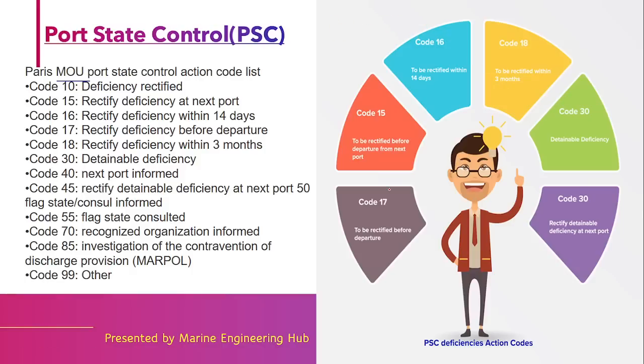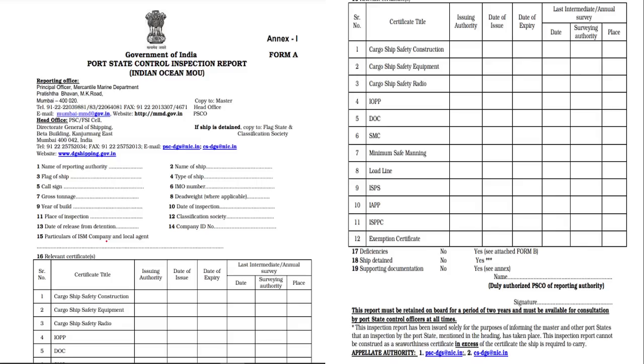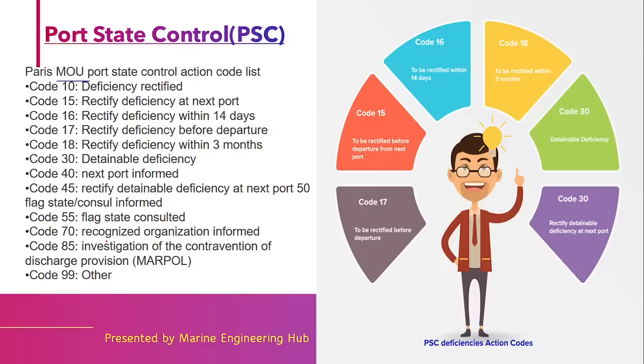And now there are some more deficiency codes, such as code 40 next port inform, code 55 flag state consulted, code 50 rectify detainable deficiency at next port, and code 70 RO inform. So these are the deficiency codes which you should know. Basically, the most important is that you should know what is code 17, code 15, code 16, code 30, and also code 99. Means if it is not falling under any code, then you will be given code 99.